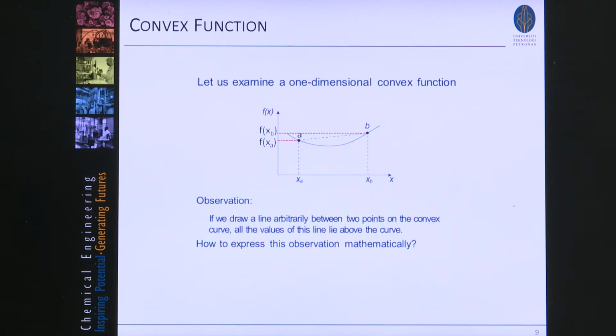So, convex functions. Convex is if we draw a line between, so this is the objective function f(x), and we have the independent variable x. If we draw a line from xa to xb, and if the value of these lines is always higher than the value of the objective function within this range, this is what we call a convex function.